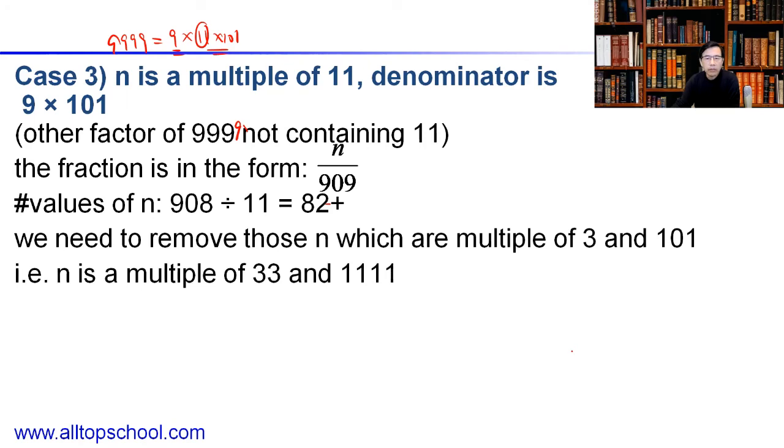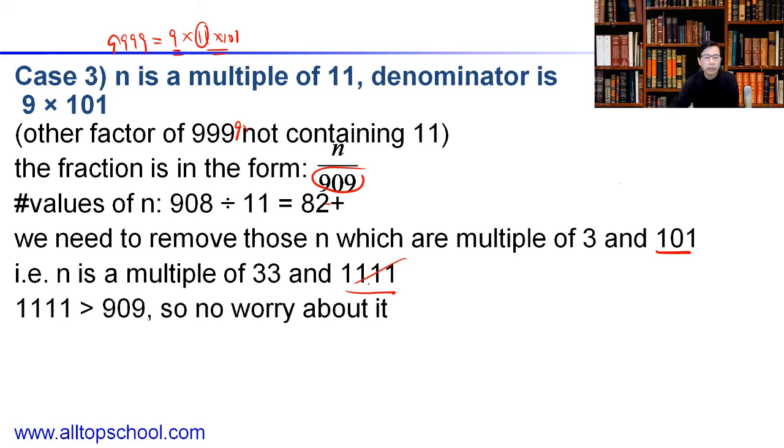And if it is a multiple of 11 and also a multiple of 101, that means this will be a multiple of 1,111. But the denominator 909 is less than that. So this one, we don't need to worry. Okay. So we only consider those that are multiples of 33. How many multiples of 33? Just do 908 divided by 33.